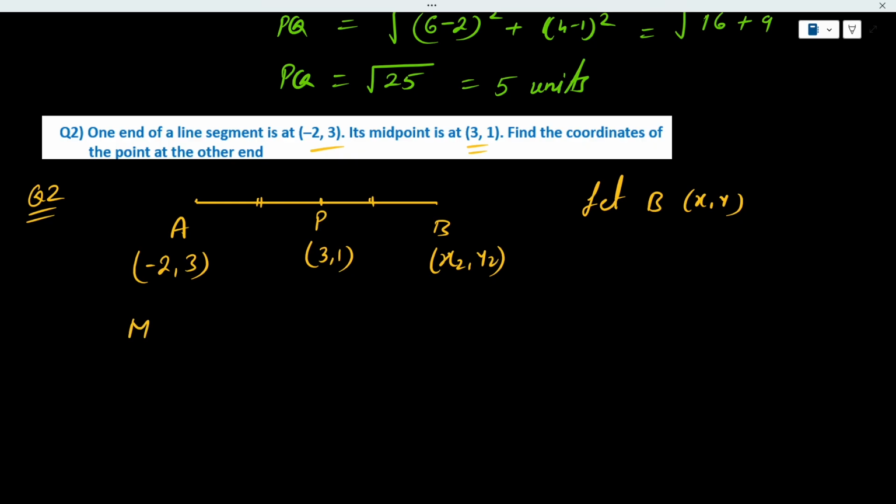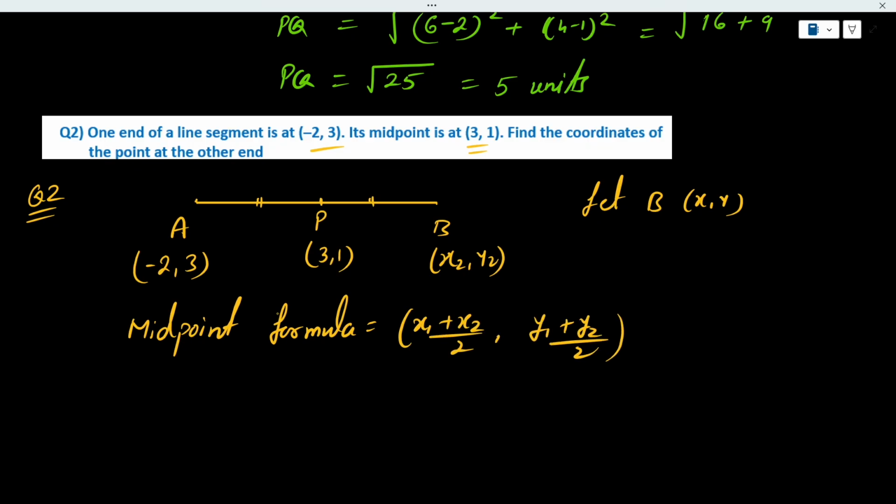So what is your midpoint formula? Because midpoint is given, we'll use the midpoint formula. Midpoint formula, you know that it is x1 plus x2 by 2 comma y1 plus y2 by 2. Right, now midpoint is P. So what are the coordinates of P? 3 comma 1 will be minus 2 plus x2 by 2. You need to calculate x2 and y2. 3 plus y2 by 2.